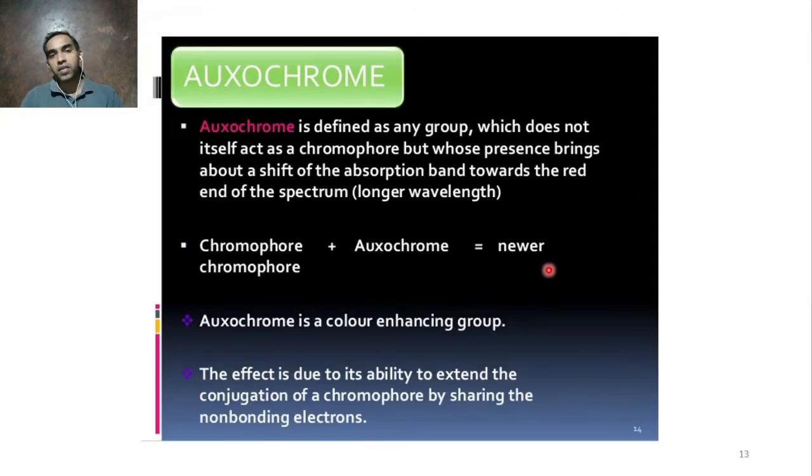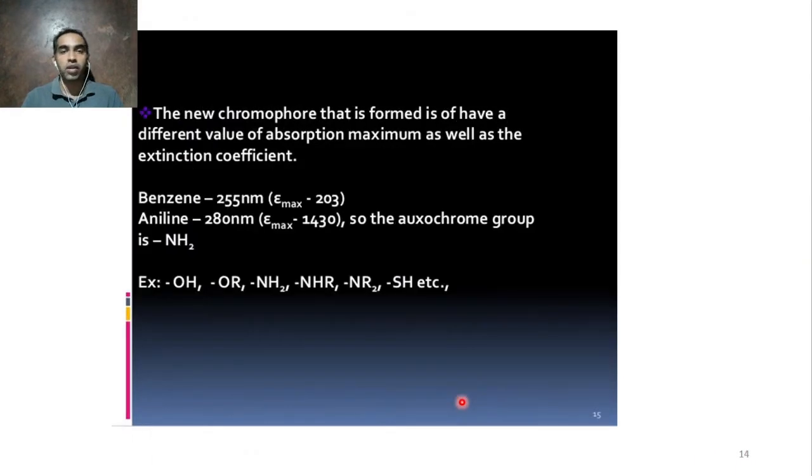And auxochromes are groups which do not themselves act as chromophores, but whose presence brings about a shift of the absorption band towards the red end of the spectrum. Because of the auxochrome, what happens? This will shift to the red end, that will be red shift, also called bathochromic shift. Chromophore plus auxochrome, you get a newer chromophore. Auxochrome is a color enhancing group. The effect is due to its ability to extend the conjugation of a chromophore by sharing its nonbonding electrons.